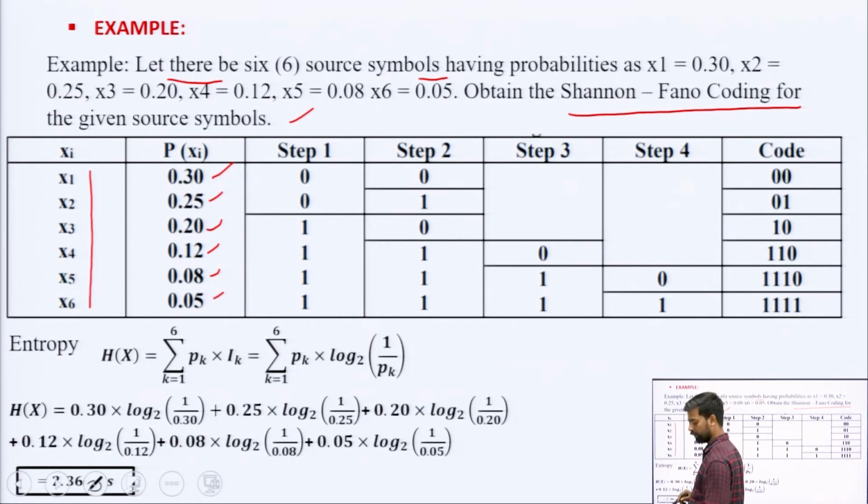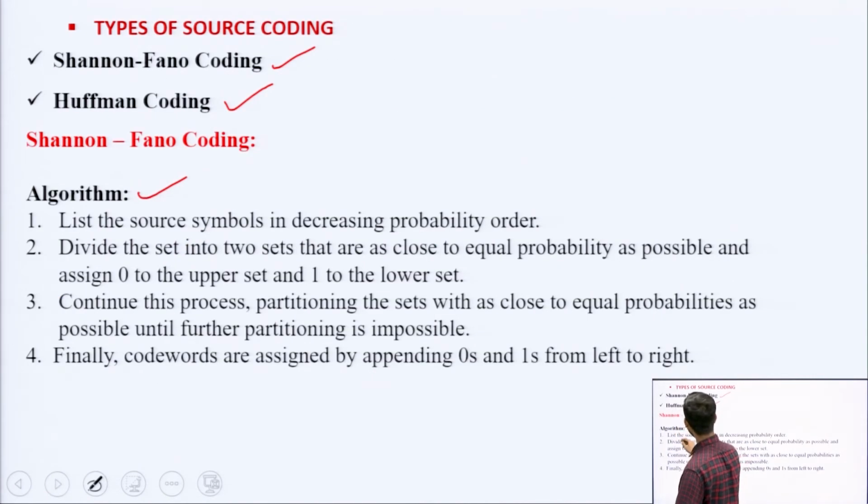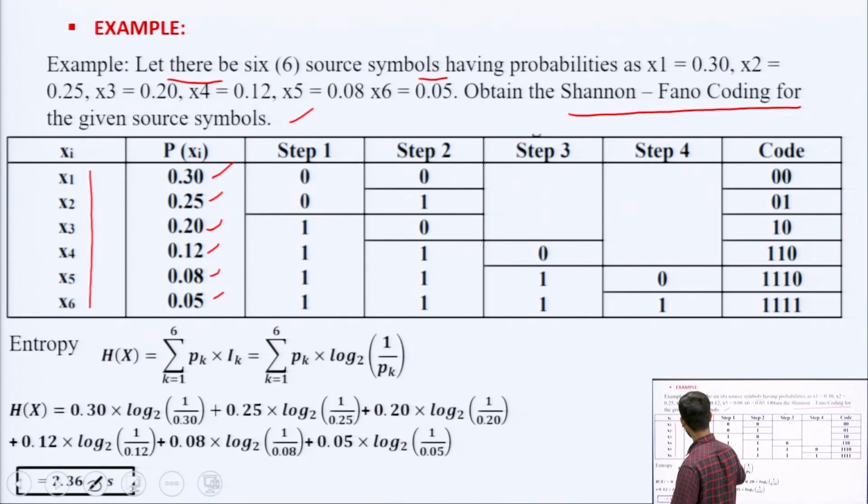So, first of all, what is the algorithm? List the source symbols in decreasing probability order. The first term will have the highest probability and the last one the lowest probability. This problem is already given from higher to lower probability, so no need to shuffle anything. If this is not given, we have to arrange in decreasing order. This is algorithm step 1.